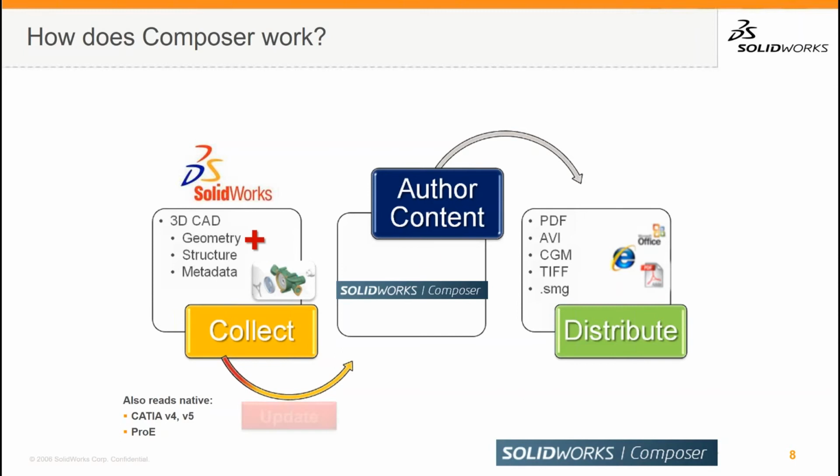Then when there's a change, the change goes through Composer, and the update passes through Composer. You make sure the images and the content you created are correct, and then you republish those out again. So it updates in Composer. You have to republish to make sure things are the way you want them to be.